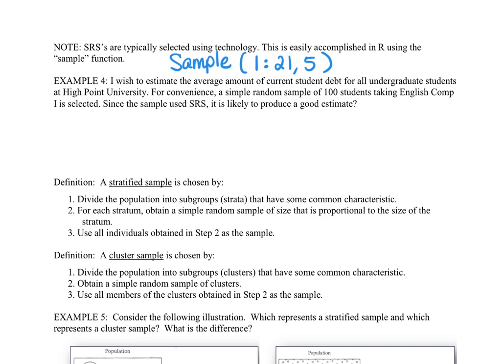So example 4. I wish to estimate the average amount of current student debt for all undergraduate students at High Point University. For convenience, a simple random sample of 100 students taking English Comp 1 is selected. Since the sample used SRS, is it likely to produce a good estimate? Take 2 minutes and discuss this with your neighbors. Online, discuss it with each other.